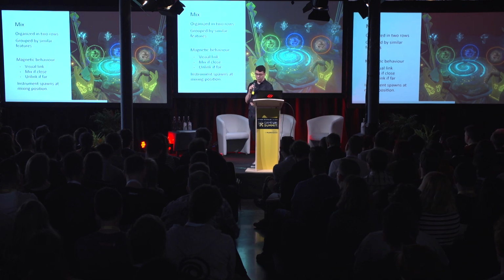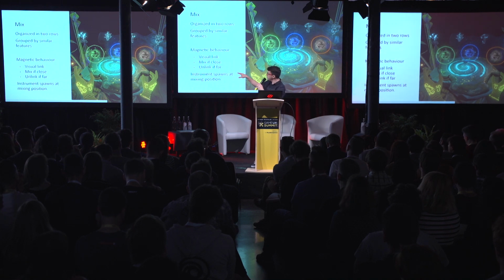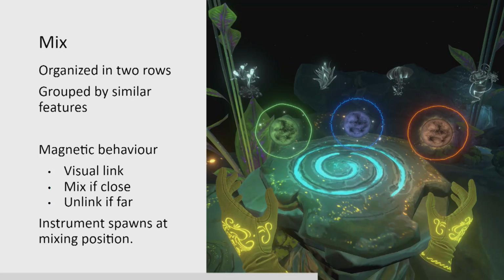Mixing the elements, we organized them in two rows. Now you can see the rhythm, the musical rhythms, as the waveforms, the different waveforms. And in the top row, there are the plants that are the instruments. So we organized them in two rows, and grouped them by similar features, so it's easier to understand what's next to its own.